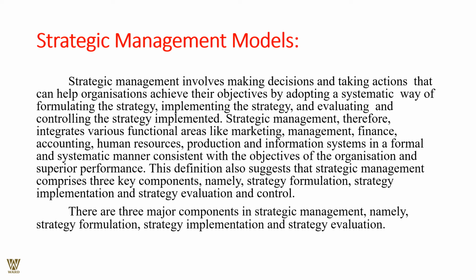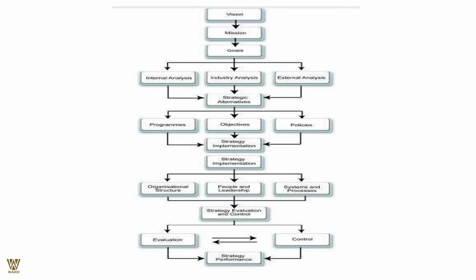This definition also suggests that strategic management comprises three key components, namely strategic formulation, strategic implementation, strategic evaluation, and possibly strategic control. So, three key components are formulation, implementation, and evaluation. The three major components play a vital role in various functional areas like marketing, management, finance, HR, production, operation, and so on and so forth. This is what has been depicted for you to understand.